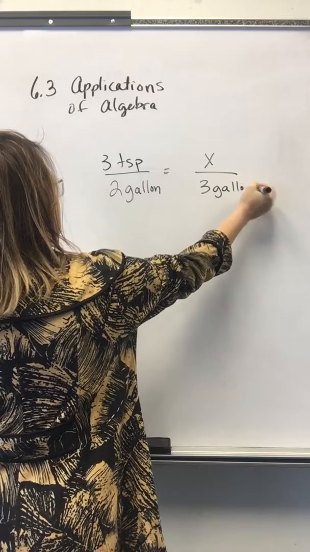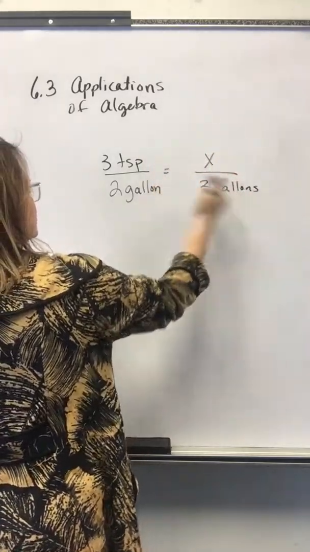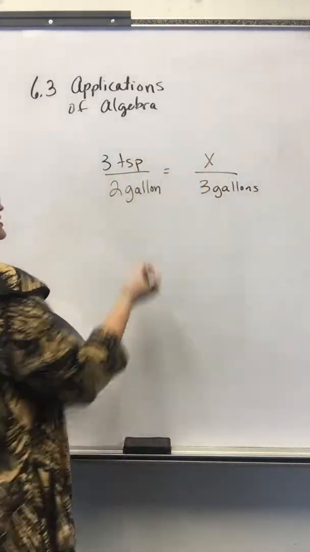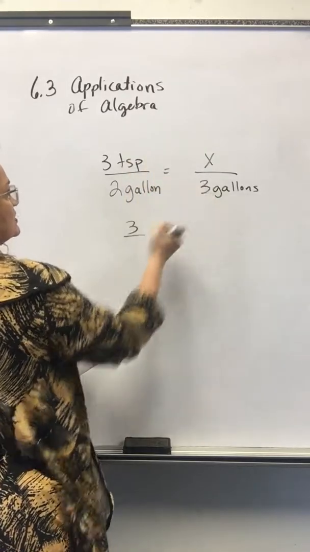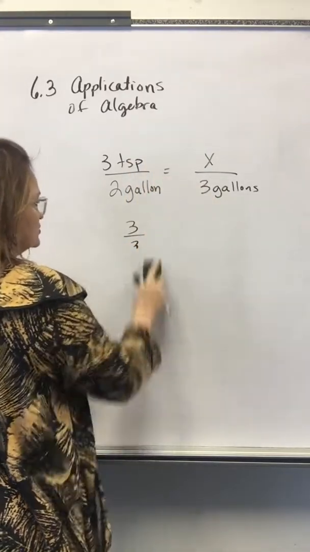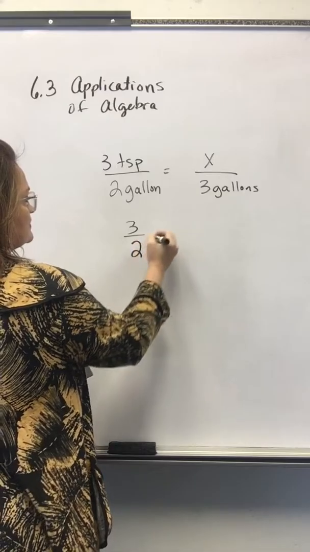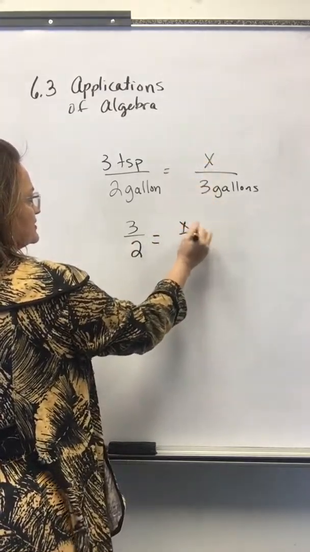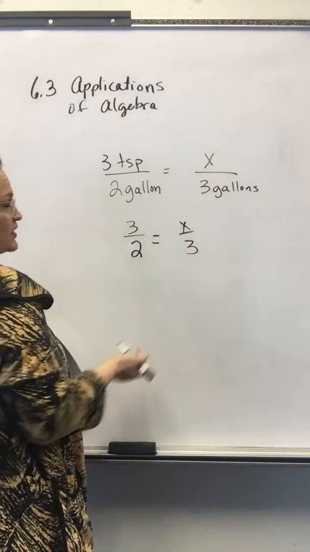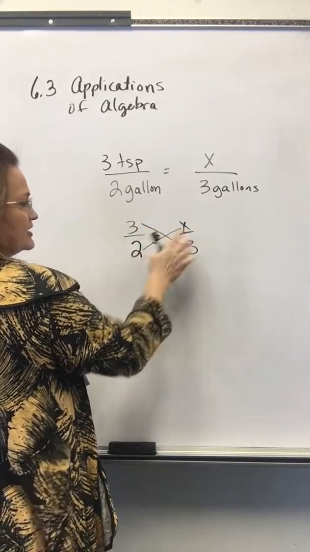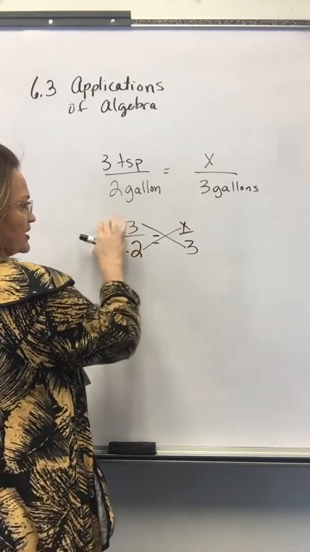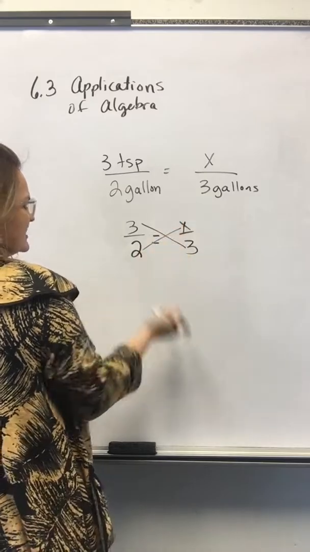Again, I have teaspoons over gallon, teaspoons over gallon. This should be a proportional situation. So then we can drop these units and say 3 is to 2 as what is to 3, and use our strategy of cross multiplying. And it doesn't matter which way you go first, by the way. You can multiply this way or that way. They're going to be set equal anyway.